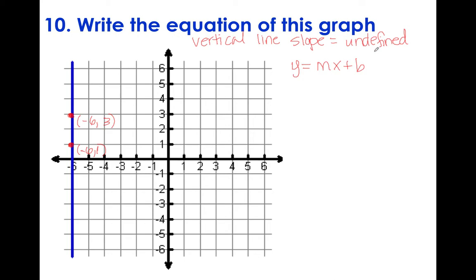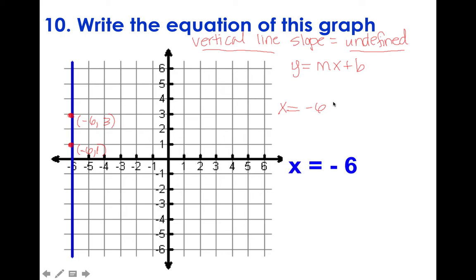And when your slope is undefined, meaning you have a vertical line, that means that all of these things drop out. And so the only thing you're left with is an x, and you set it equal to wherever it crosses the x-axis. So in this case, x equals -6.